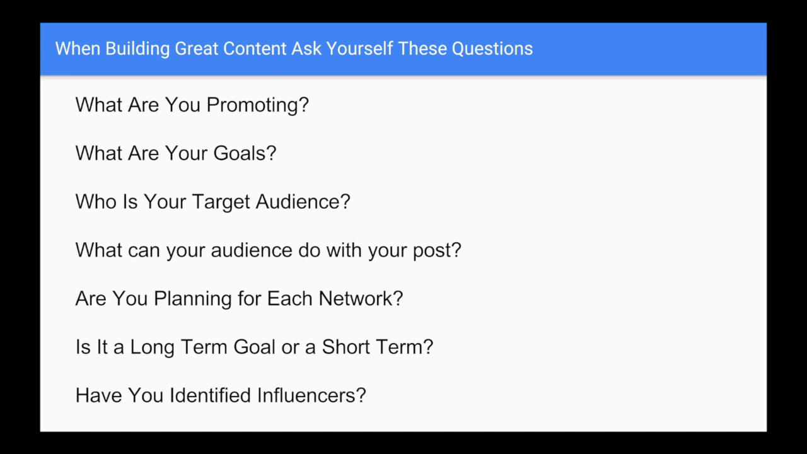Now before we begin crafting our post for example number 1, which again is for the open house, let's revisit these questions. What are you promoting? What are your goals? Who is your target audience? What can your audience do with your post? Are you planning for each network? Is it a long-term goal or a short-term goal? And have you identified your influencers? The 2 biggest things that I want to consider for planning an open house are the questions, what can your audience do with your post, and are you planning for each network?